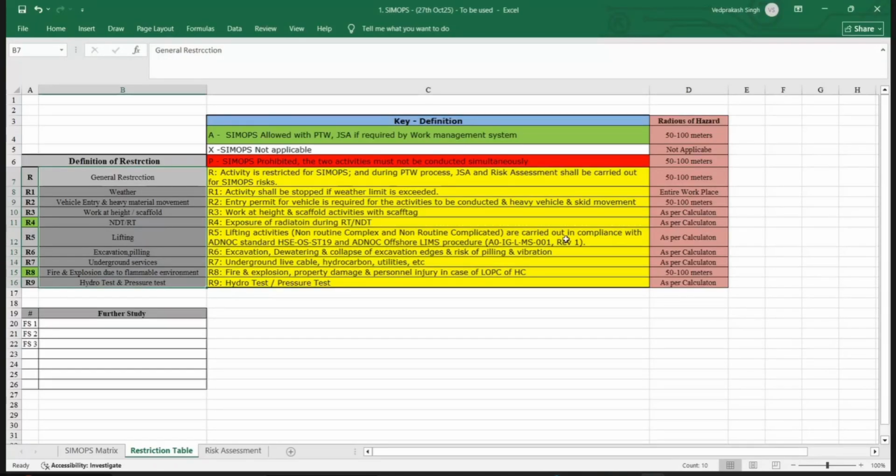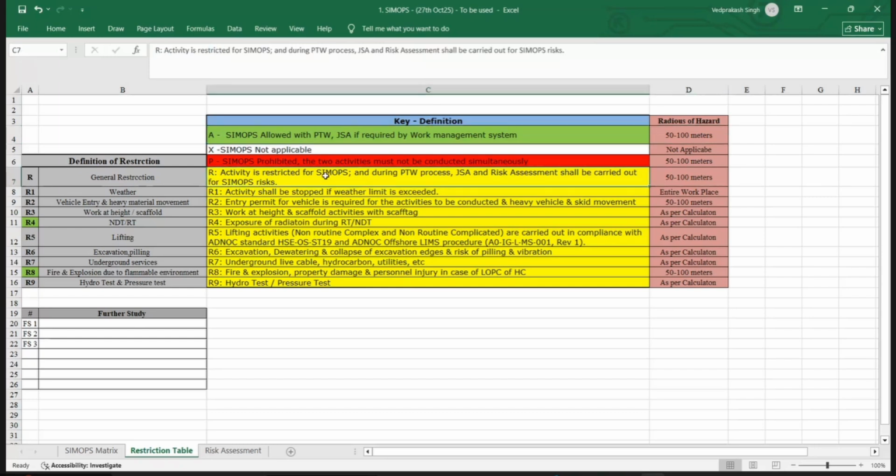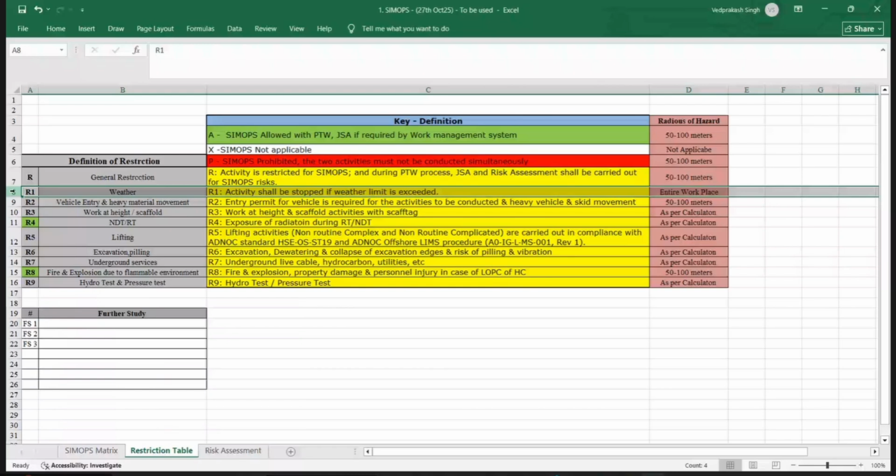The radius? If it is allowed, we'll put in 50 to 100 meters only. And the other definitions, I have put 50 to 100 only. Here, the entire workspace, that means if high wind speed is there, the entire workplace. And this will be done as per the calculation.